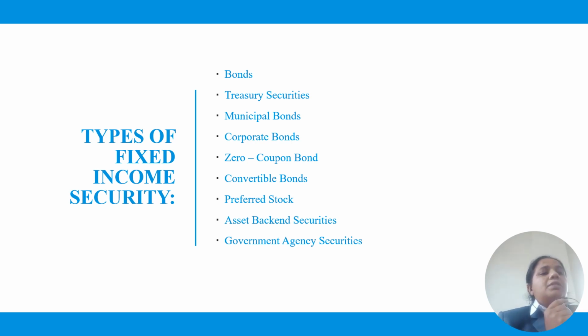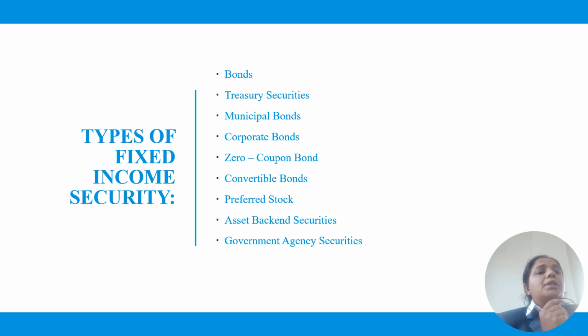Next, treasury securities. Issued by the government, treasury securities are considered one of the safest fixed income investments. They include treasury bills, treasury notes, treasury bonds, etc. Then municipal bonds. Municipal bonds are issued by state or local governments to fund public projects like infrastructure development. Then corporate bonds. Corporations issue bonds to raise capital for business operations. Corporate bonds offer higher yields than government bonds, but with higher credit risk.